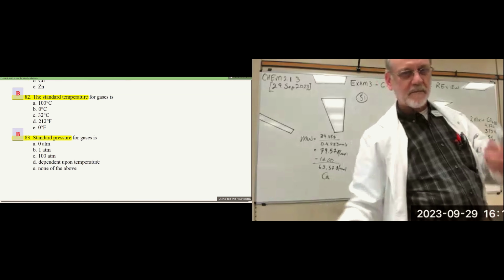All right, 82 and 83 are memorized. Standard temperature for gases is 0 degrees Celsius. Standard pressure is 1 atmosphere.